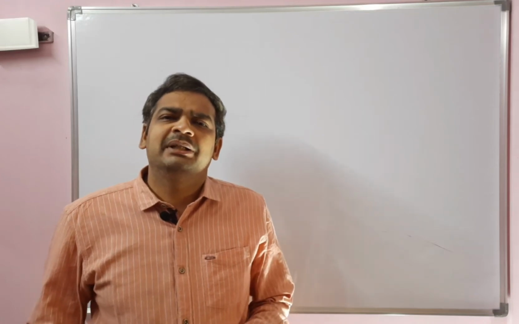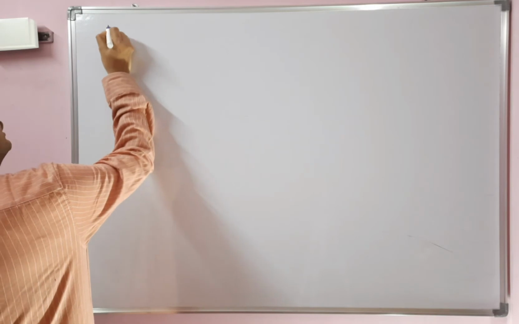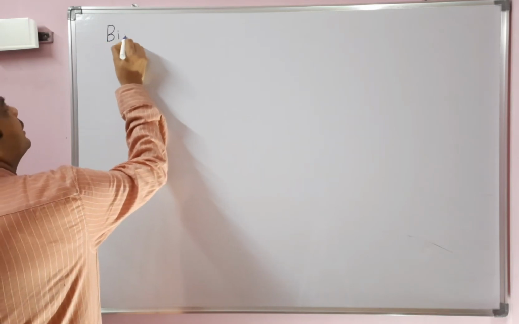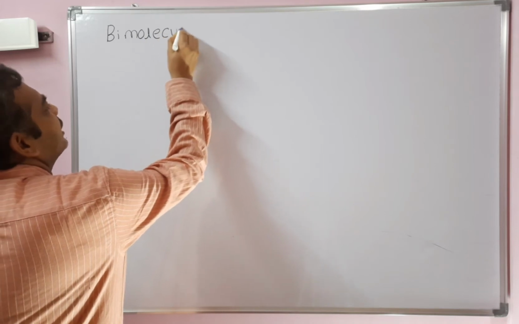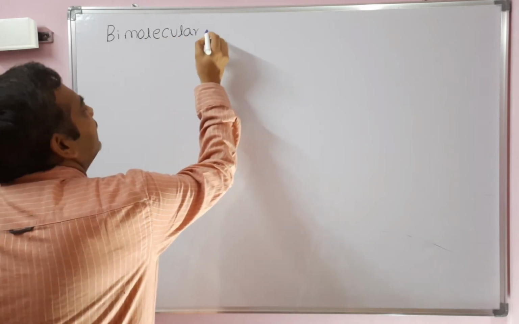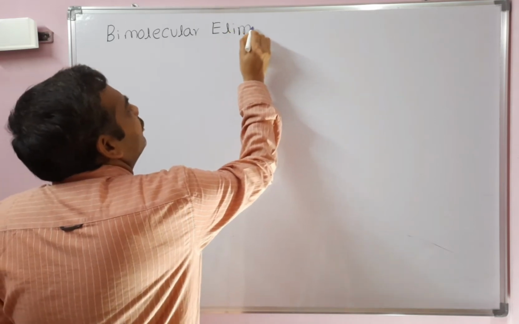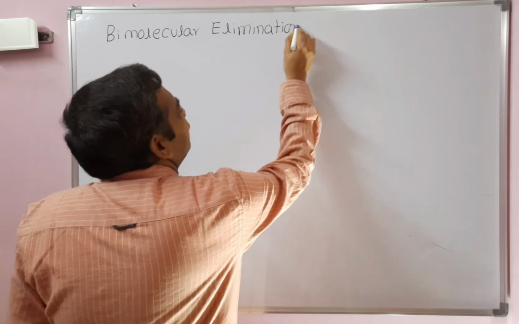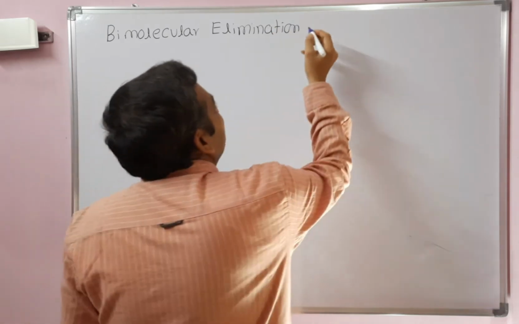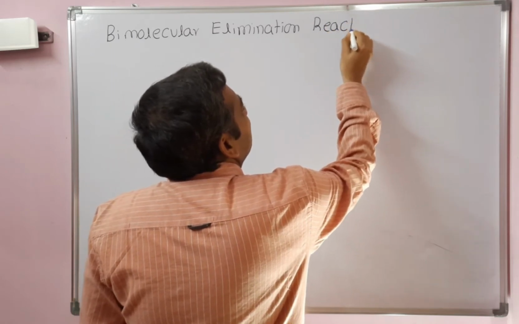Bimolecular elimination reaction. In the last class, we completed unimolecular elimination reaction. Today, bimolecular elimination reaction E2. We will discuss what is E2 and what is the difference between E1 and E2 today.